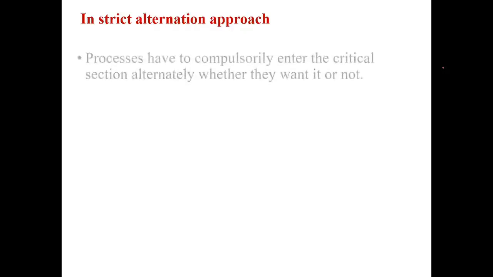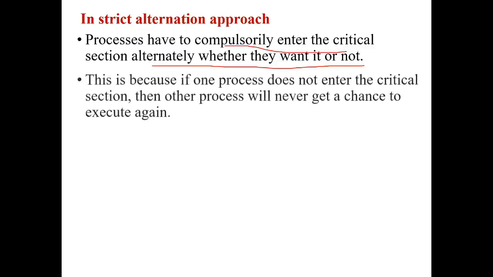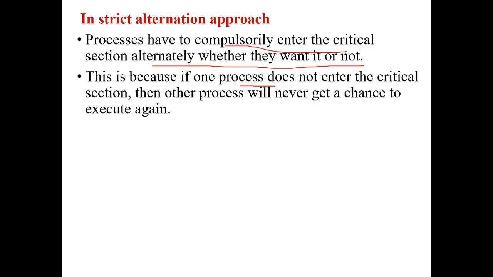In the strict alternation approach, the processes have to compulsorily enter into the critical section alternately, whether they want to or not. This is because if one process does not want to enter the critical section, then the other process will never get a chance to execute again. Then that process has to keep on waiting. So in today's session, we have seen the two-process solution to the critical section problem that we call the strict alternation approach, which meets only the mutual exclusion condition and bounded waiting, but not the progress condition.